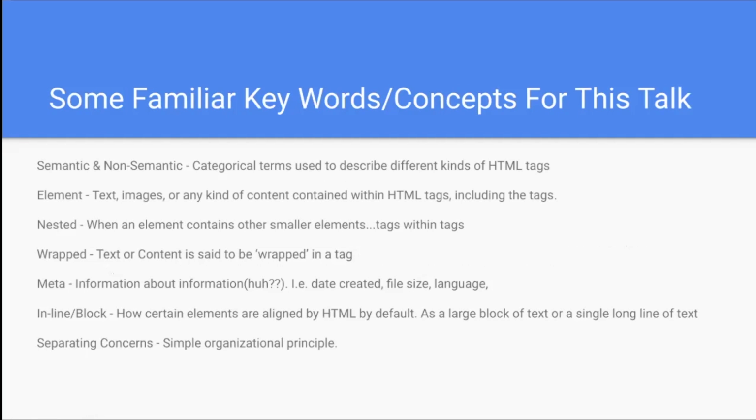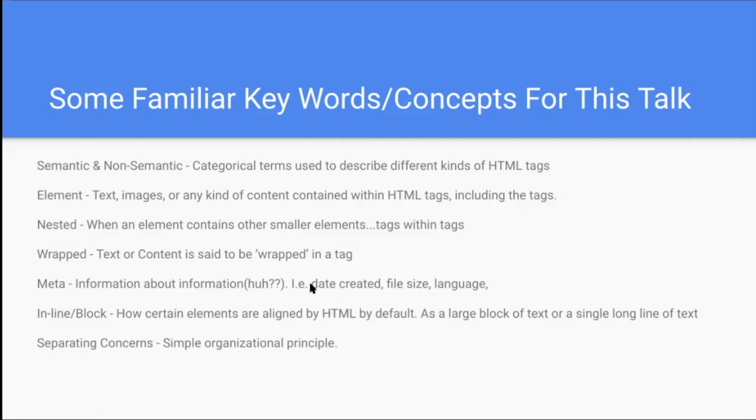And then just some simple words that you're probably all familiar with, but I want to give you some vocabulary. Semantic and non-semantic, we're going to discuss in the next slide, but they're basically categorical terms to describe different HTML tags. Elements are any kind of content that is nested or wrapped within an HTML tag. Nested is when some element contains other smaller elements, like Russian dolls nested within nested things. And wrapped is text or content wrapped in a tag. So nested refers to tags within tags. Wrapped refers to content within a tag.